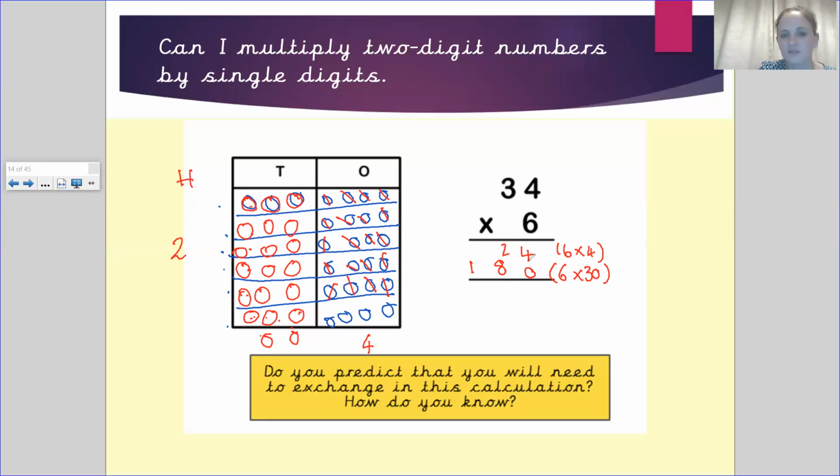And if I add them together, 4 plus 0 is 4. 2 plus 8 is 10, so I'm going to regroup over here. And 1 plus 1 is 2. So my answer would be 204.